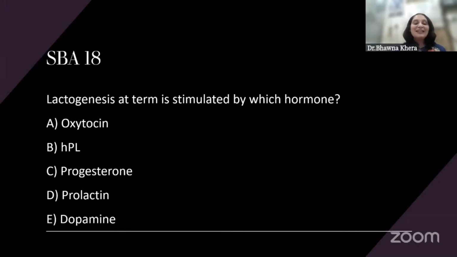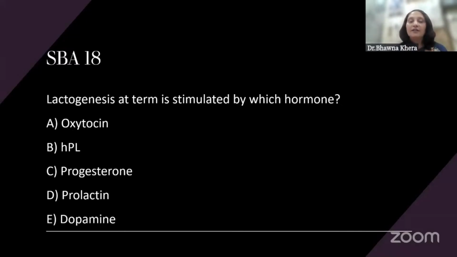So basically, it is prolactin. Yes, absolutely correct. Prolactin is a hormone which stimulates lactogenesis, and the milk ejection reflex is stimulated by oxytocin, right? So don't confuse both of these things.